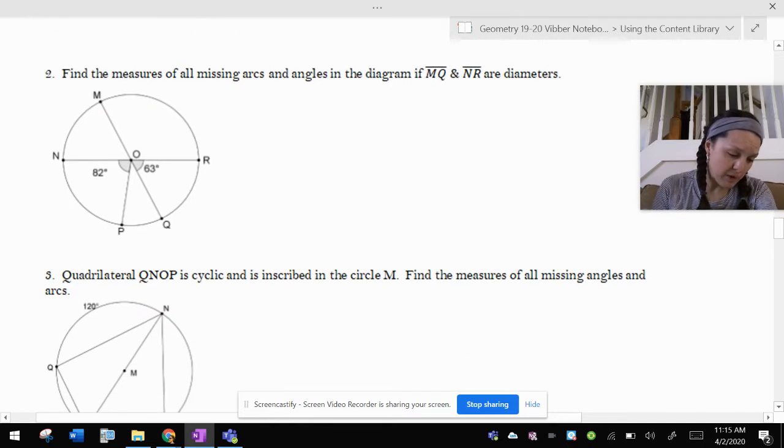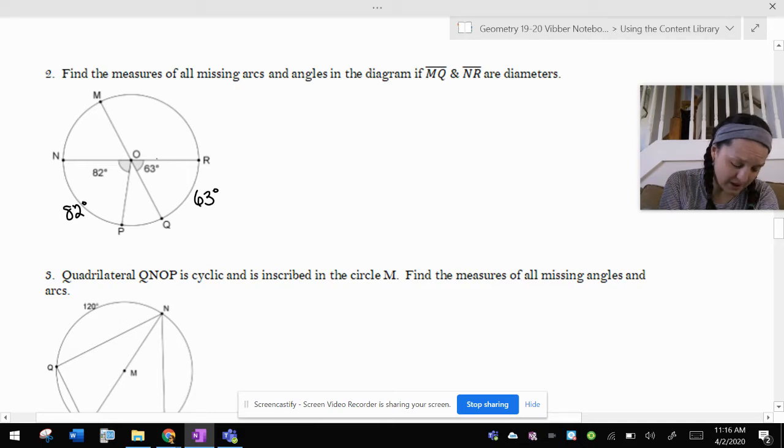All right, number 2, find the measures of all the missing arcs and angles. Well, that's a bunch of central angles in this one again. So if I'm supposed to find all the missing arcs and angles, I know the central angle equals the arc. I know I've got some linear pairs. Maybe I have some vertical angles. I don't know yet. So if this is 82, then the thing across from it is also 82. If this is 63, I've got another 63 right there.